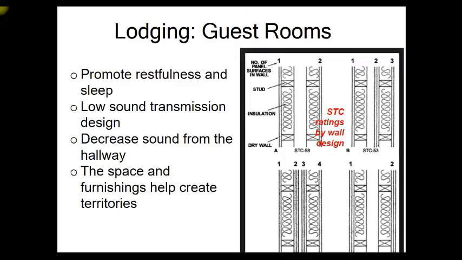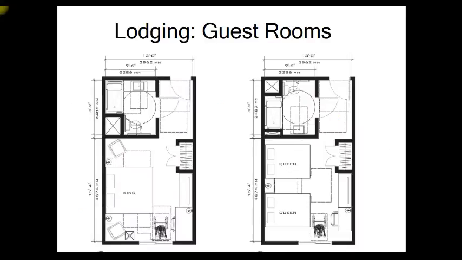The space and the furnishings in a hotel room help create territories for the user. This is regarding, say, dressing versus sleeping versus working spaces. We're going to look at a couple of different variations on accessible bedrooms. We have a king and then we have 2 queens in here. Both of them share some aspects, which is the turning radius in the bathroom and a few other parameters that I'll list on the next page.